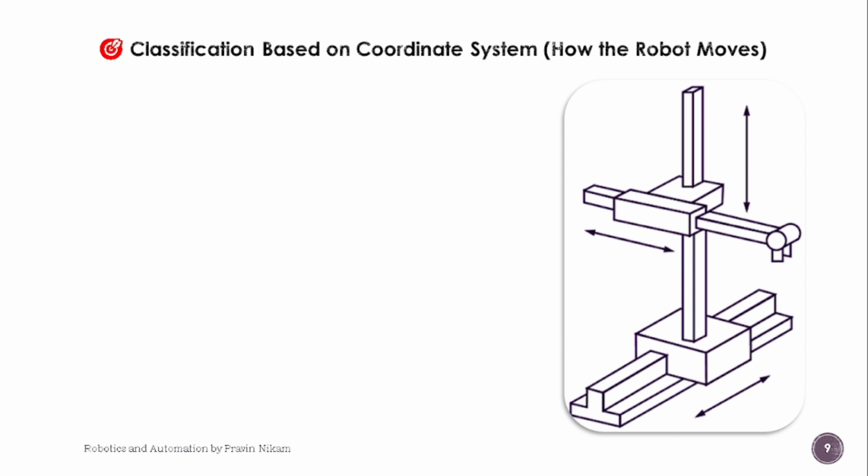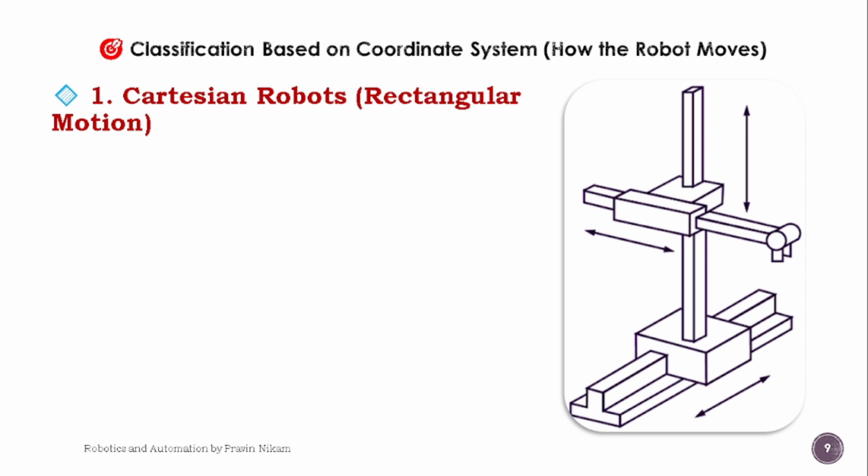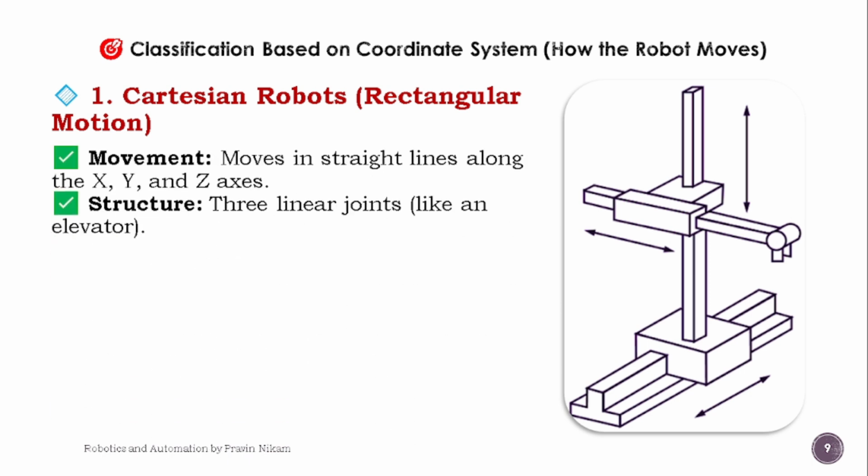Then classification based on coordinate system, that is how the robot moves. First type is Cartesian robots, that is rectangular motion. Movement: it moves in straight line along the x, y and z axis, and the structure is three linear joints, like an elevator.